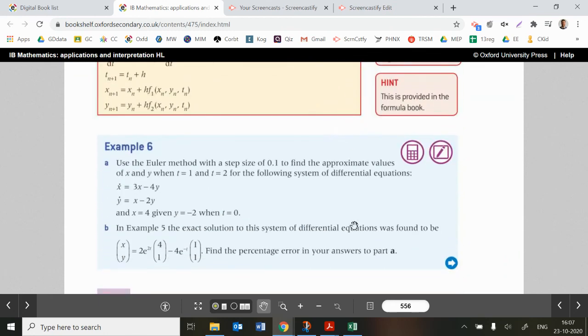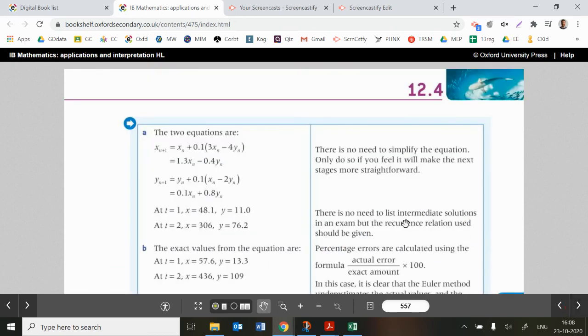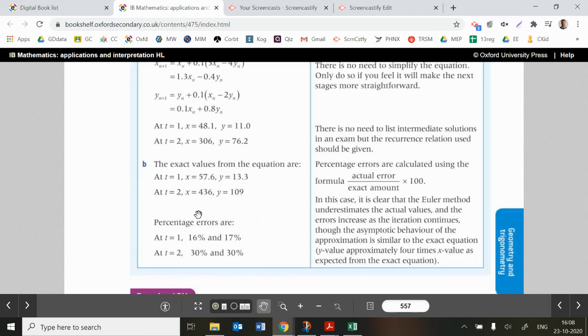And they say here, in example 5, so way back, so 10 pages before or so, we had the exact solution to this system of differential equations, and we found it. So find the percentage error in your answers. So you'll need to check back to that, and you'll see that the exact solutions were these for when t is 1 and when t is 2. So we got those ones out. And the percentage errors, it's obviously really easy to do.